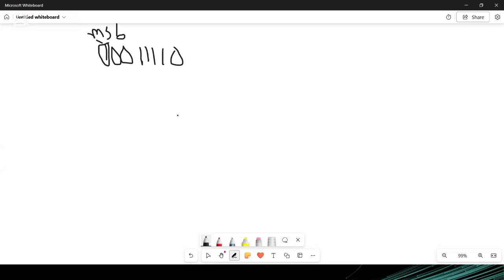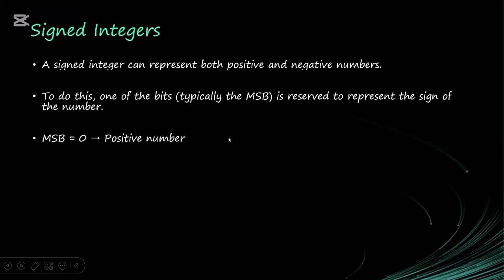Now, how do we know whether it's positive or negative? For signed integers, the most significant bit is used to represent the sign. If the bit is 1, the integer is a negative number. But if the bit is 0, it is a positive number. You understand? So we have 8 bits, and we use one of them to represent the sign. We then use the remaining 7 bits to calculate the value that it can hold. Okay, let's go back to our slide.